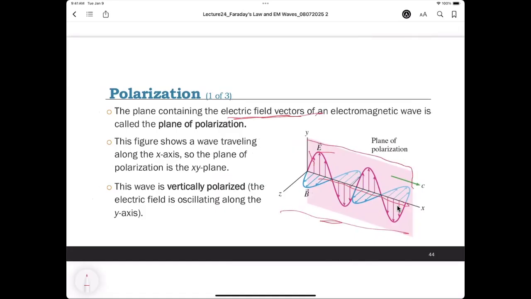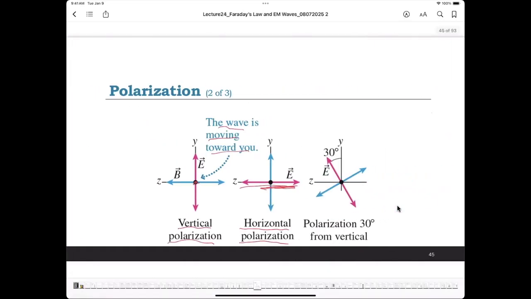So in this picture, this plane we call the plane of polarization, and this is vertically polarized. Since this is the electric field, it is a vertical polarization. For this one, because this is the electric field, we call it horizontal polarization. And for this one, this is 30 degrees, so we call it polarization 30 degrees from vertical. Does it make sense to you?